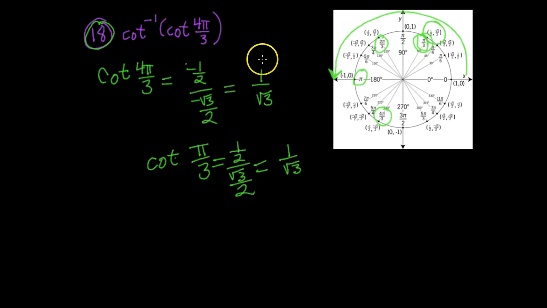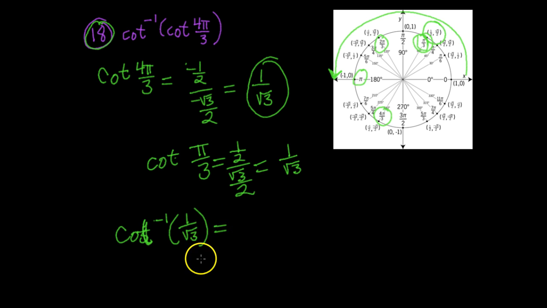So when I substitute this in, I've got cotangent inverse of 1 over the square root of 3. I'm asking myself, the cotangent of what angle gives me positive 1 over the square root of 3 between 0 and pi? Well, that is pi over 3.